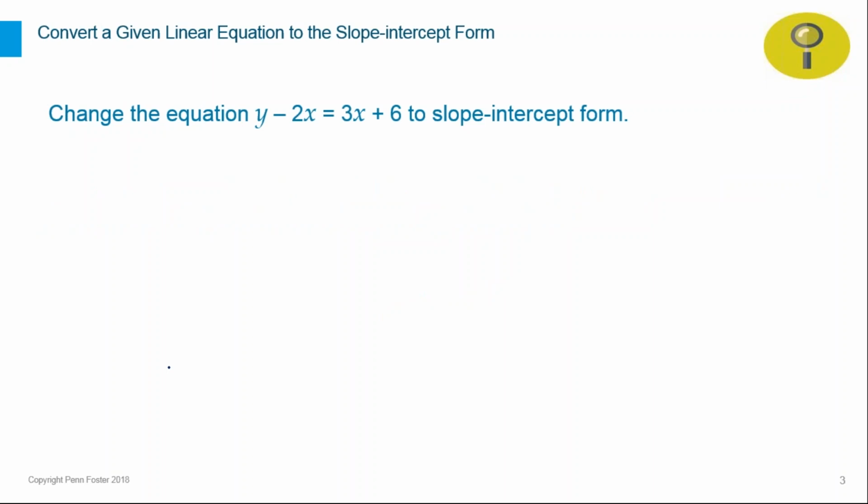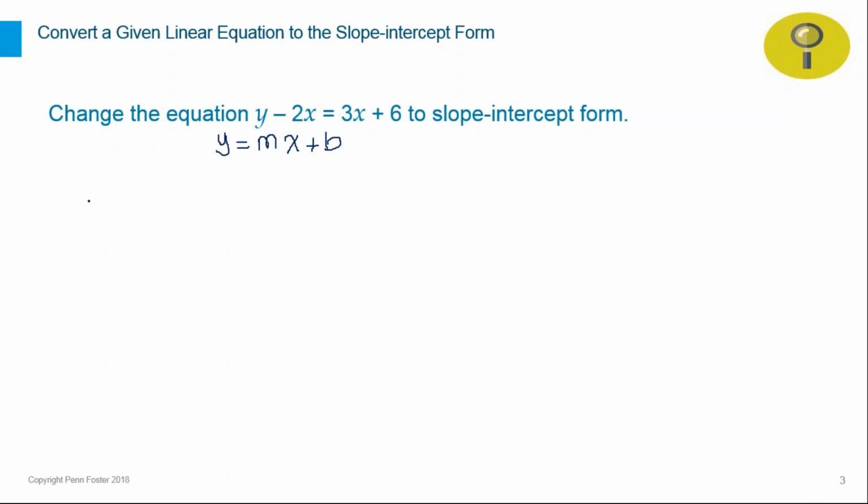Let's look at an example here and let's read it together. Change the equation y minus 2x equals 3x plus 6 to the slope-intercept form. In this question, of course, the equation is not written in the slope-intercept form, but our job is to transform this equation to the form y equals mx plus b. So our equation has to be y equals a number times x plus a number. We are able to do that using algebra.